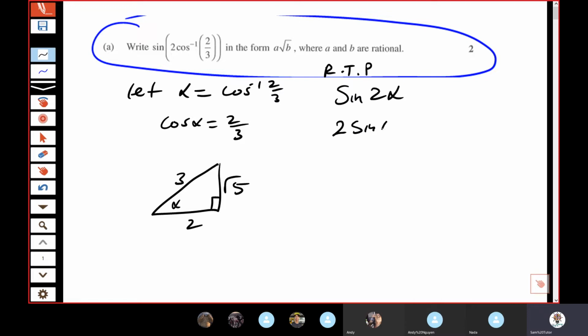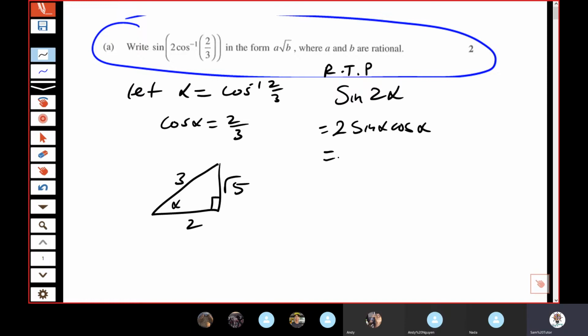Easy, 2 sine alpha. See, that's why I get confused when you say I couldn't do it. There's nothing in here that you couldn't do. It's almost as if you didn't try it, you're just ignoring it. You should just give it a real good crack.